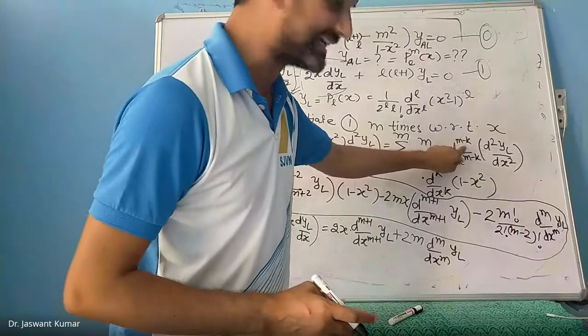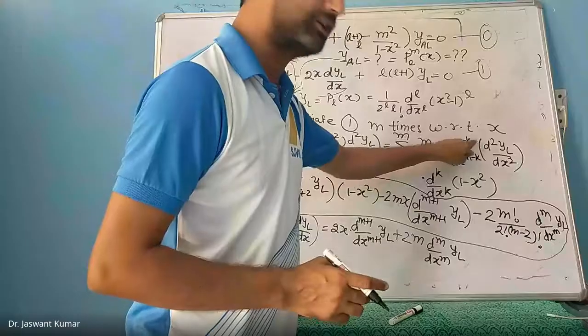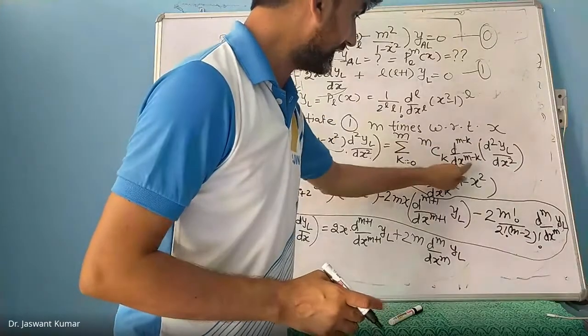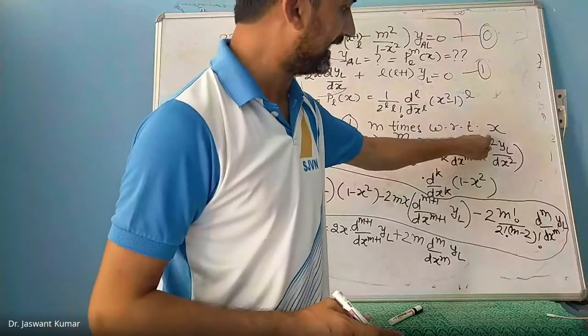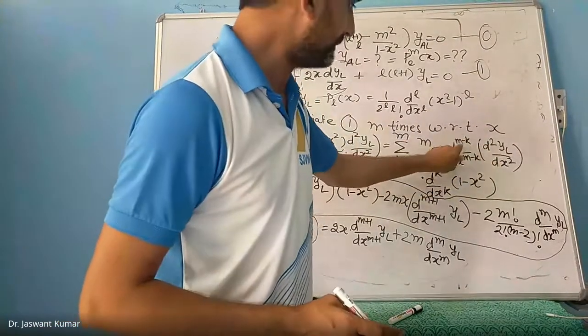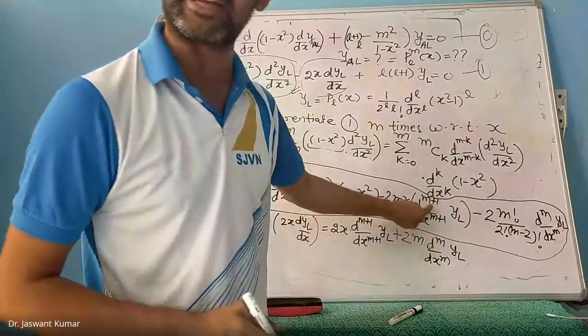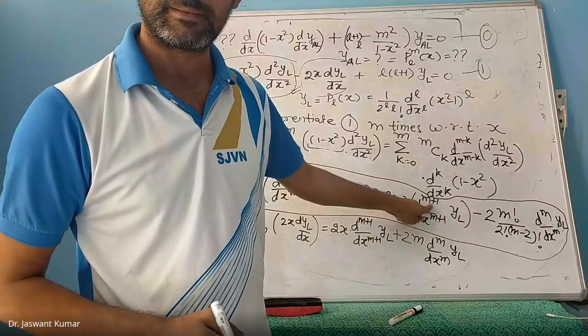Okay. And then this. So k was equal to 1. So m minus 1, m minus 1. And this m minus 1 acts on the d2 by dx2. So m minus 1 plus 2 will be m plus 1. ठीक है सर, आगे समझ आ गया. अभी ये भी समझ में आया ना आपको? Yes sir, आ गया.